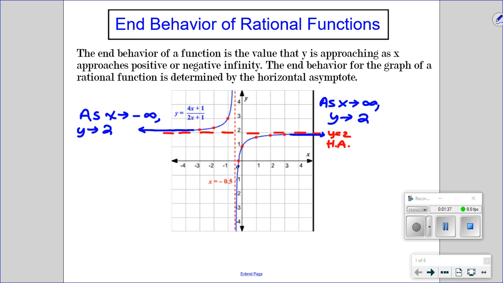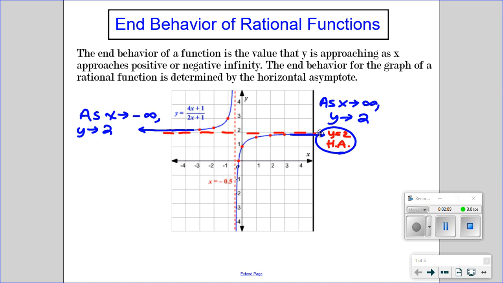Now, you can look at this a couple different ways. Based on the end behavior of the graph, we know y equals 2 is a horizontal asymptote for the graph of this rational function. Or we could flip that around and say, because this graph has a horizontal asymptote, which is y equals 2, we know that the end behavior, meaning as x approaches negative infinity, y approaches 2, and as x approaches infinity, y approaches 2.